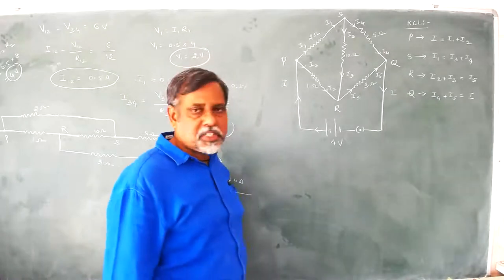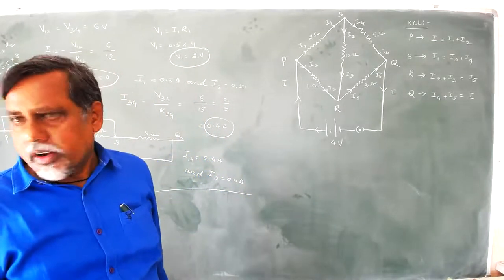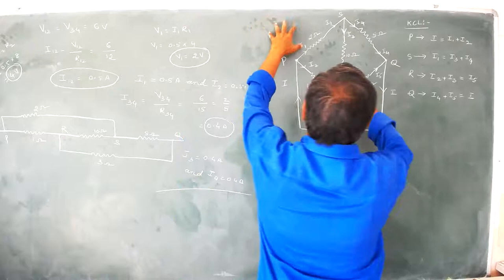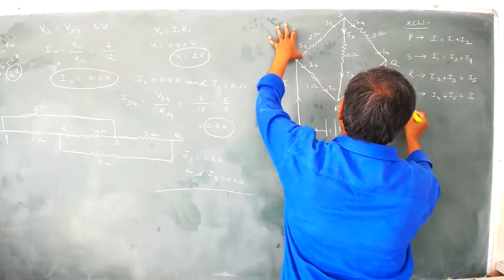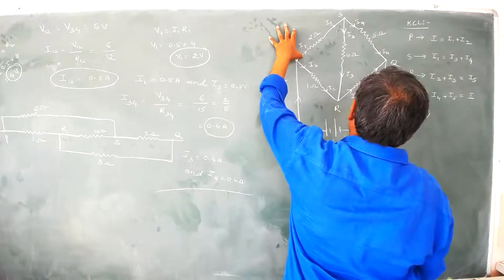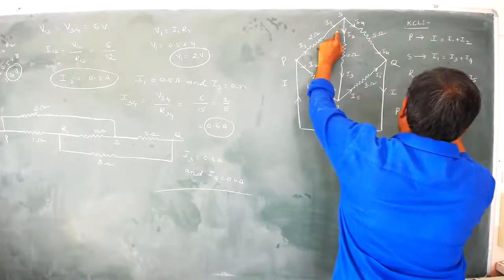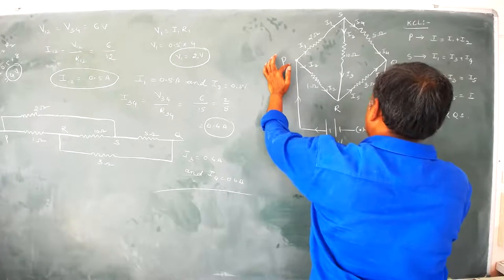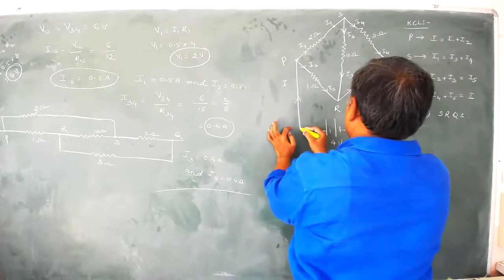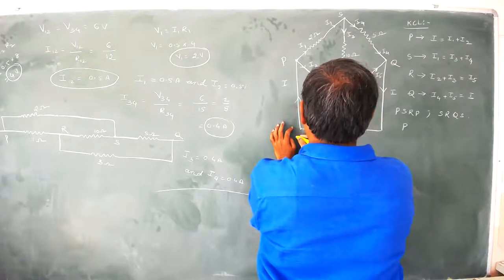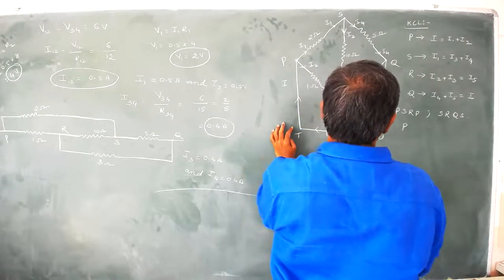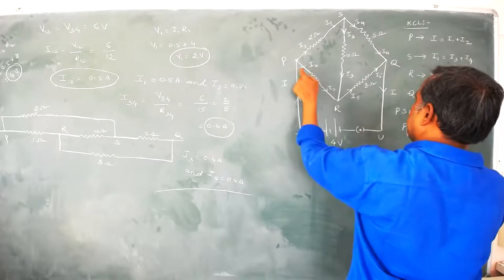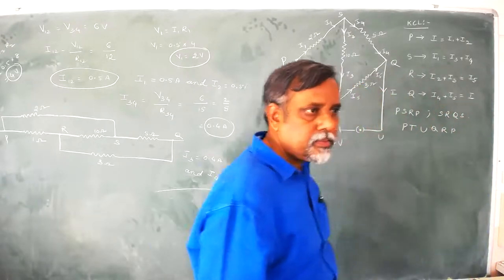Now, how many possible loops can be taken here? Three. What are they? The first loop is P, S, R, P. This is one possible loop. The second loop is S, R, Q, S. And one more possible loop is P, Q, R, P. That is one. This loop.